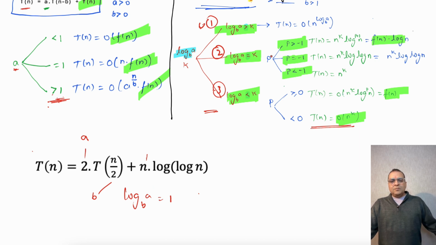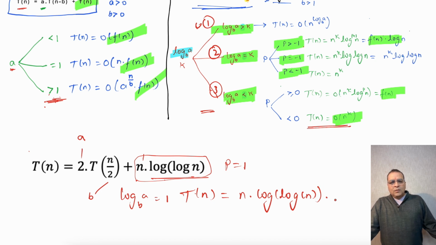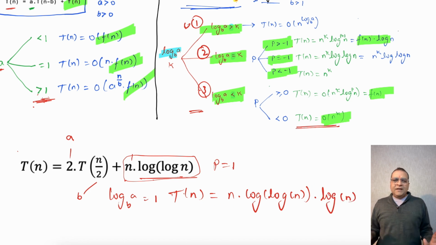In the second case, we check the value of p. In this case, what is the value of p? The value of p is 1 because log n is in the numerator. And we know that if log n is in the numerator, then we just multiply this function with log n. Therefore, Tn is equal to this entire function, which means n times log of n into one more log n. So this is just Fn into log n.